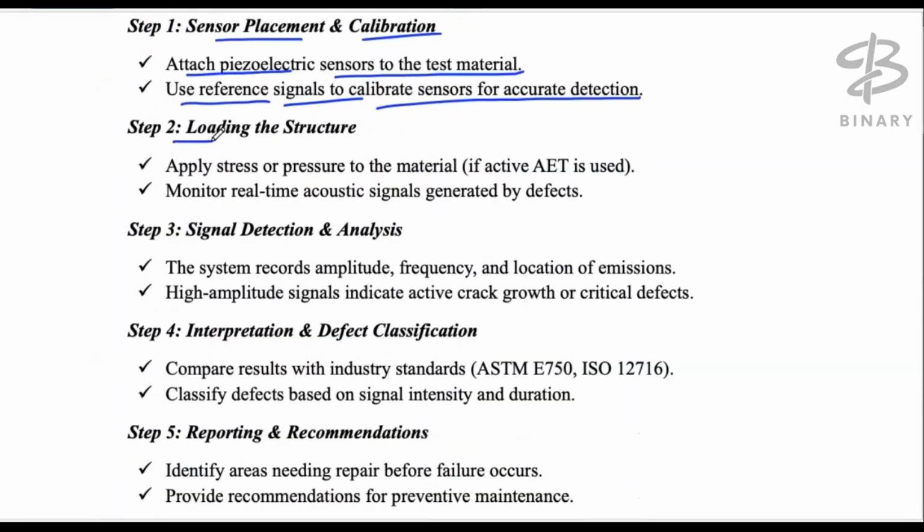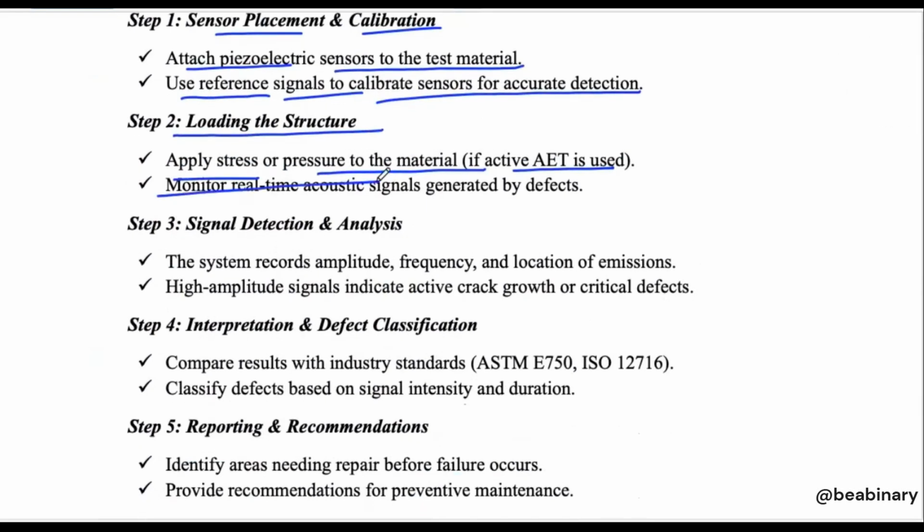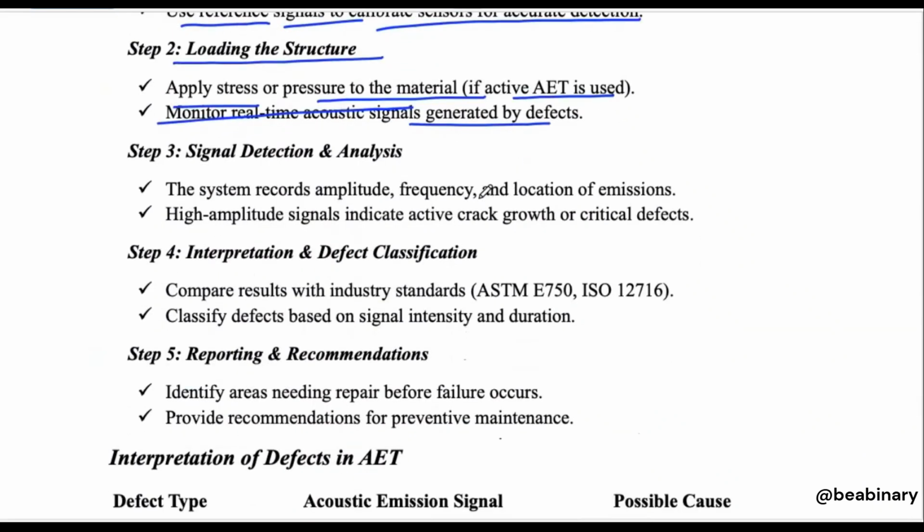Second one is loading the structure. Apply stress or pressure to the material if active AET is used. Monitor the real-time acoustic signals generated by the defects. We can have a detector. Before that, we must have an amplifier so that we can amplify the weak signal which is generated by the defects inside the material due to the applied load.